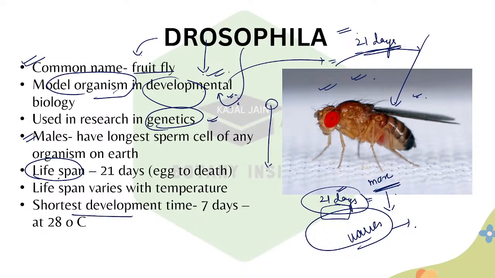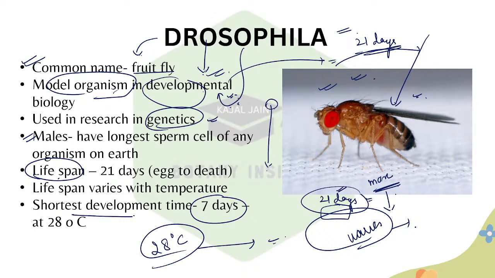The shortest lifespan, or the shortest development time, is 7 days, which is at 28 degrees Celsius. Their complete life cycle gets done within 7 days. Okay, so the shortest developmental time is 7 days.